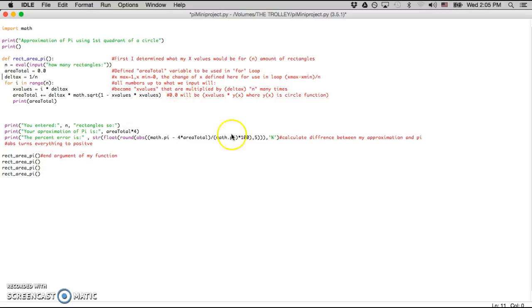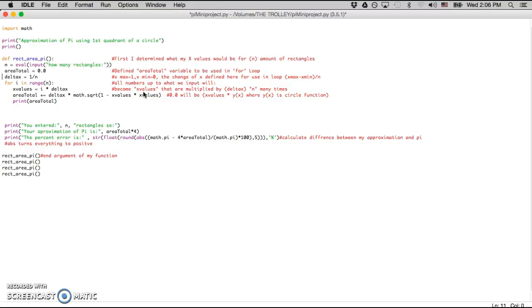of rectangles that are in the first quadrant of a circle, which is the upper right hand side of the circle. Our x min is 0, our x max is 1, the radius is 1. So this function, again, just calculates the total area of rectangles.